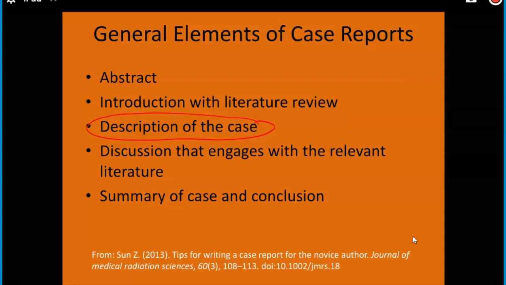A discussion usually follows the description of the case that engages with the relevant literature, so it picks up some of the literature from the literature review and adds some more. And then there's usually a summary of the case and a conclusion. Sometimes these elements are called different things, and some journals have different requirements. But those are the general elements that you'll find, even if they're named something else.